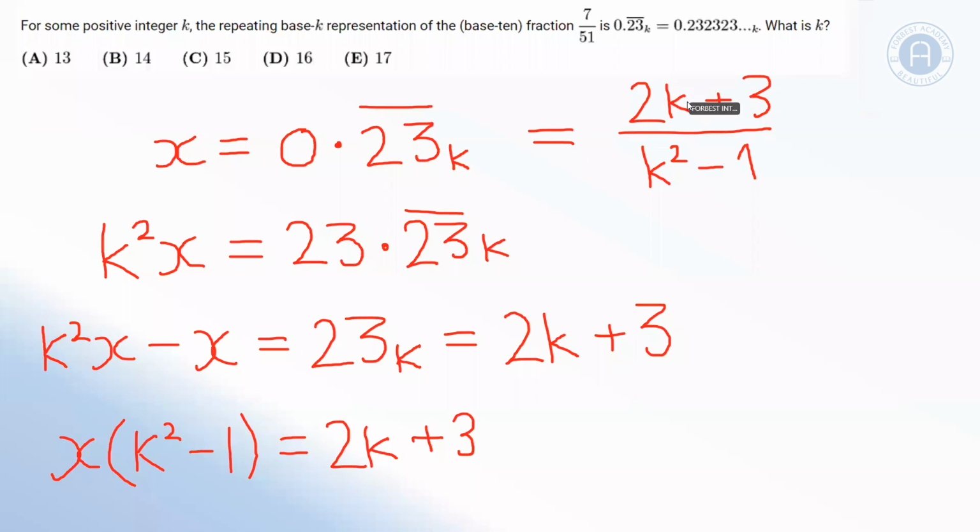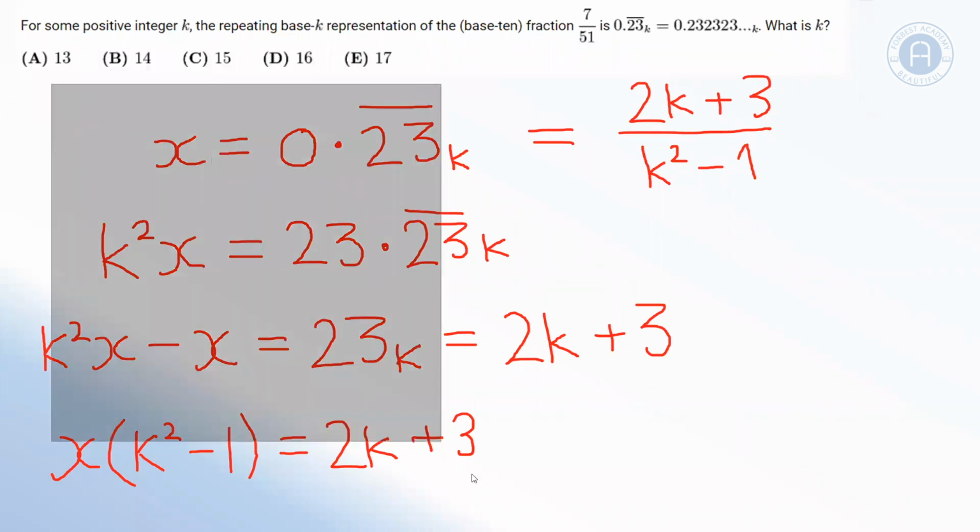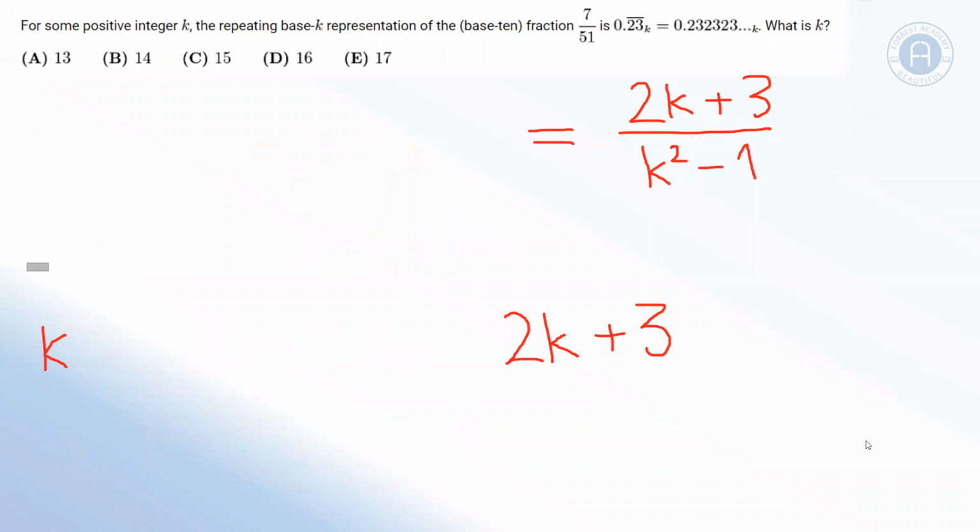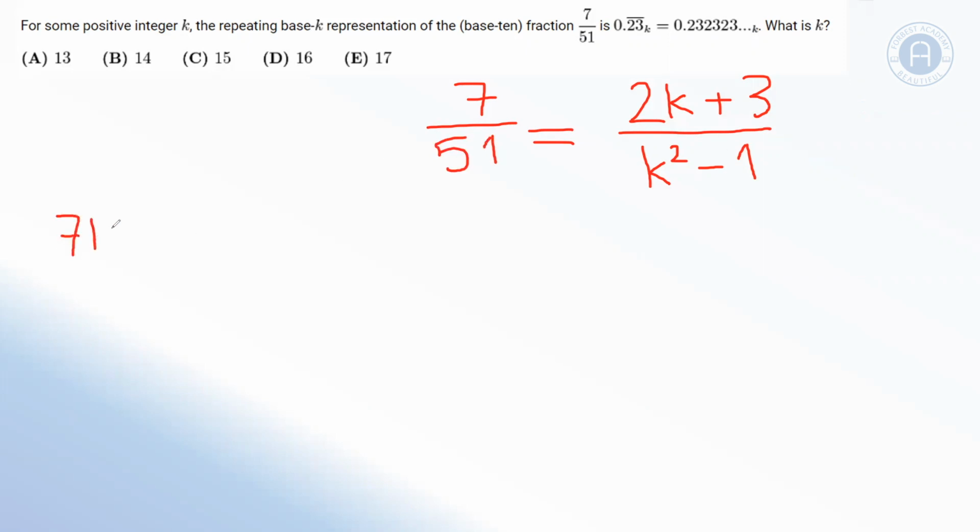By changing this into 2k plus 3, we can now set this equal to its base 10 equivalent to solve for k. We're told this is equal to 7 over 51. If we cross multiply here, we get 7k squared minus 7 is equal to 102k plus 153.